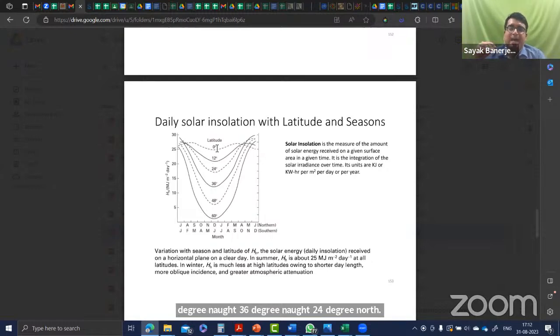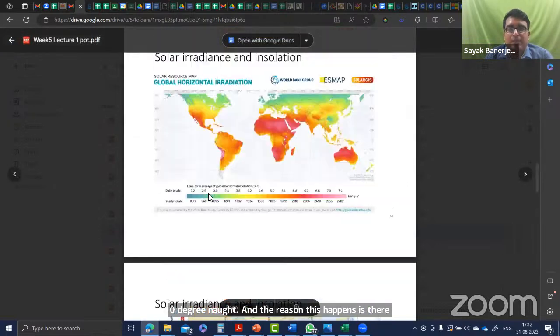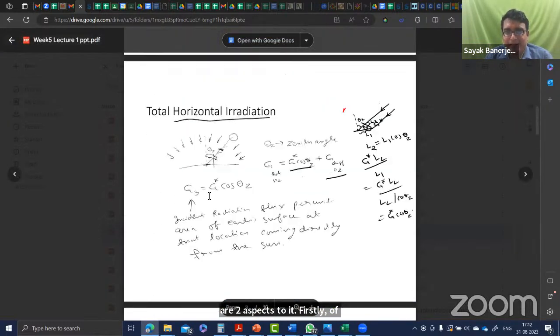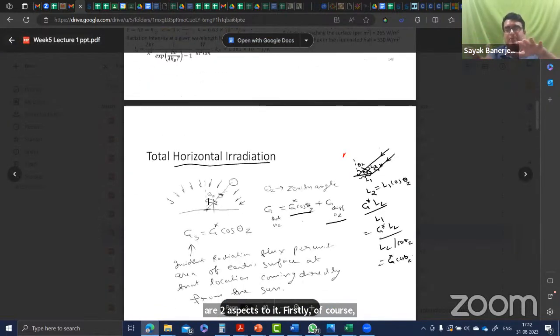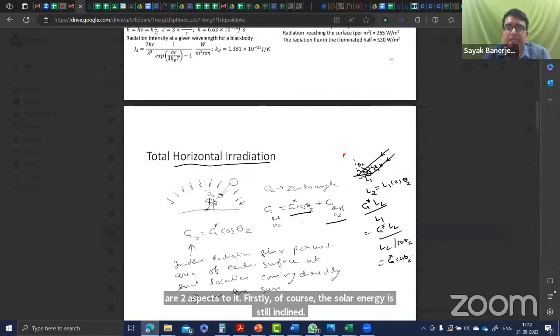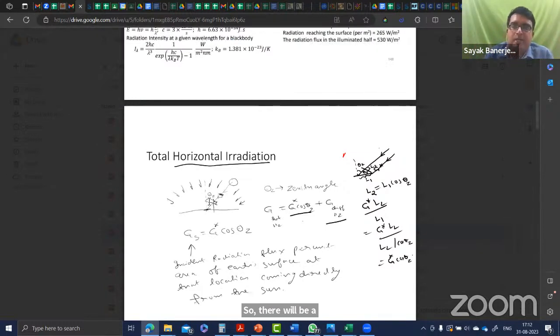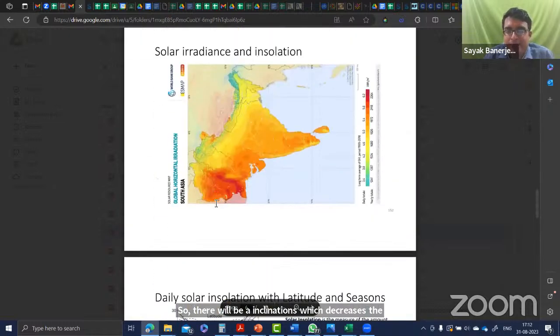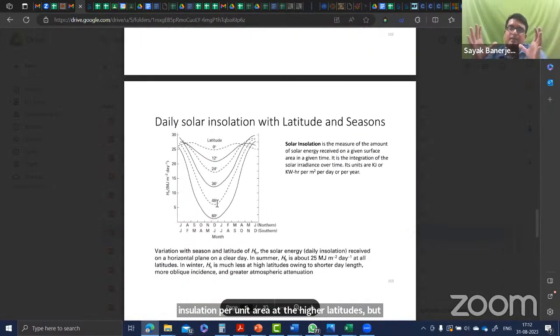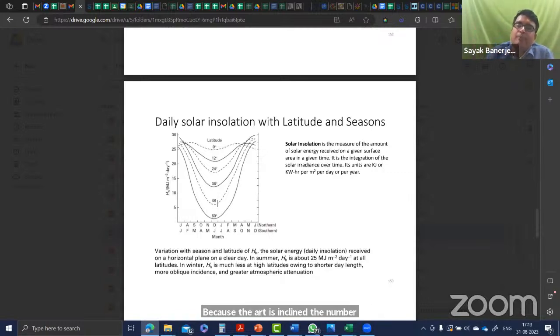The reason this happens has two aspects. Firstly, of course, the solar energy arrives inclined, so there will be an inclination which decreases the insolation per unit area at the higher latitudes. But also, at the higher latitudes during summer, because the earth is inclined, the number of daylight hours continues to increase as you go up towards the North Pole. Eventually, when you reach above the Arctic Circle, you get 24 hours of sunlight. So there are two effects that are cancelling each other out.